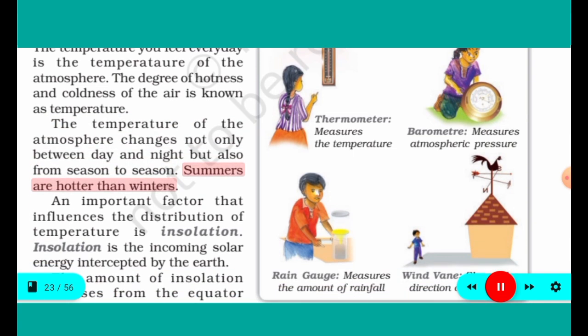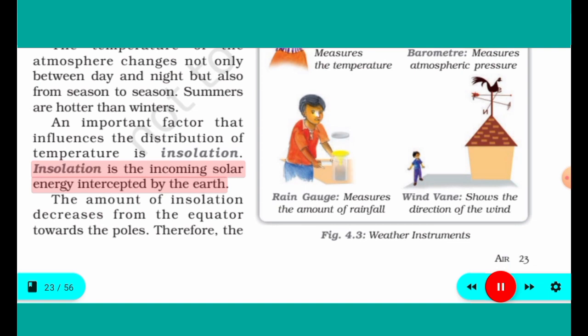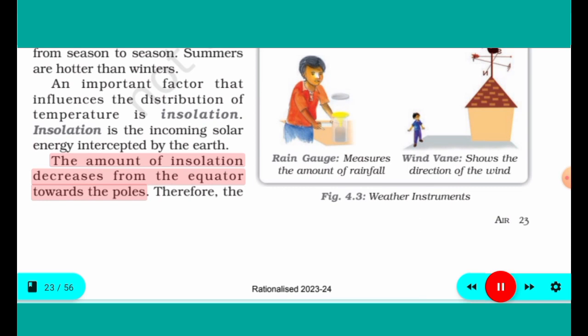Summers are hotter than winters. An important factor that influences the distribution of temperature is insolation. Insolation is the incoming solar energy intercepted by the Earth. The amount of insolation decreases from the equator towards the poles.